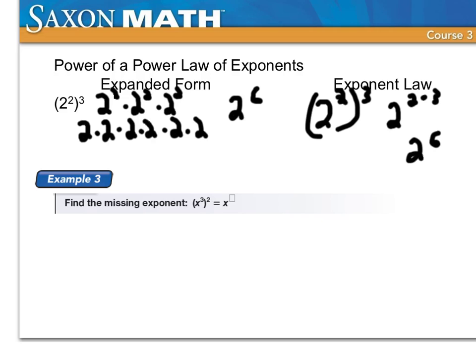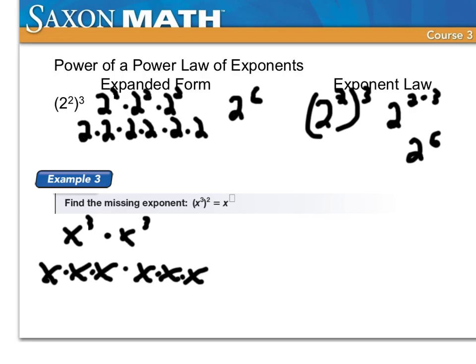Again, we could write this in expanded form. This is x to the third squared, which means x to the third times x to the third. And if I write that out more, that's x times x times x times x times x times x, or x to the 6th power. Okay, that's one way you could solve it. But let's use the quicker way.